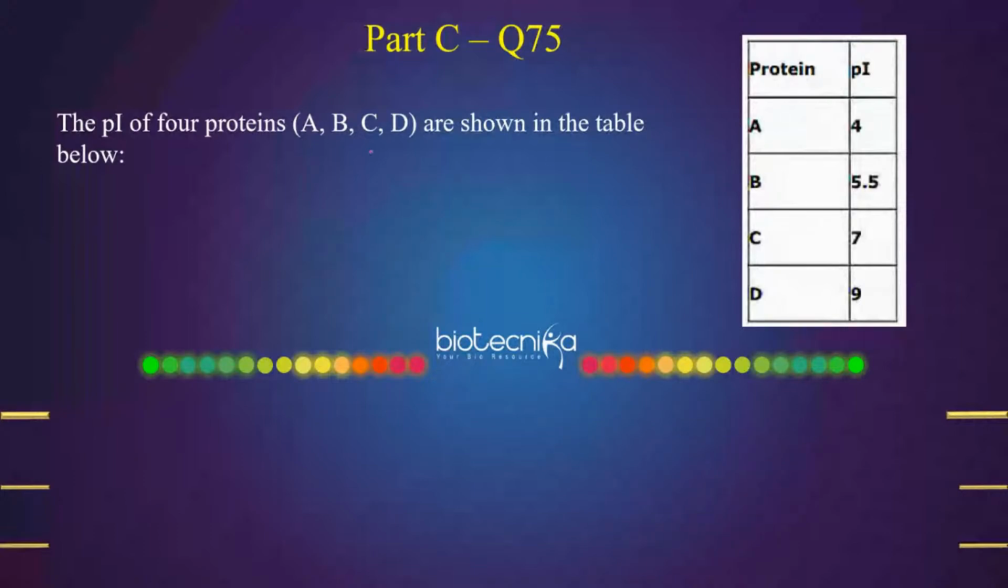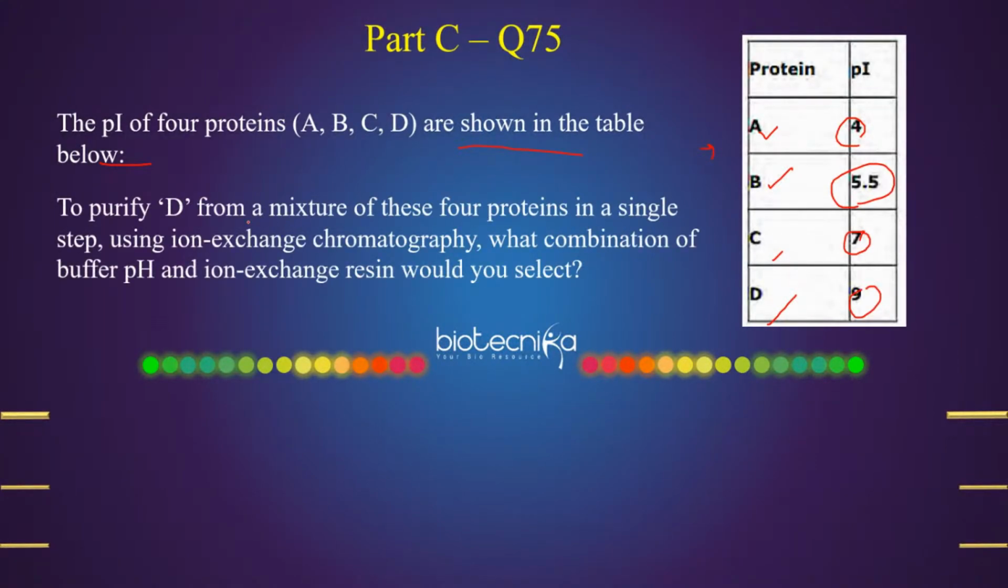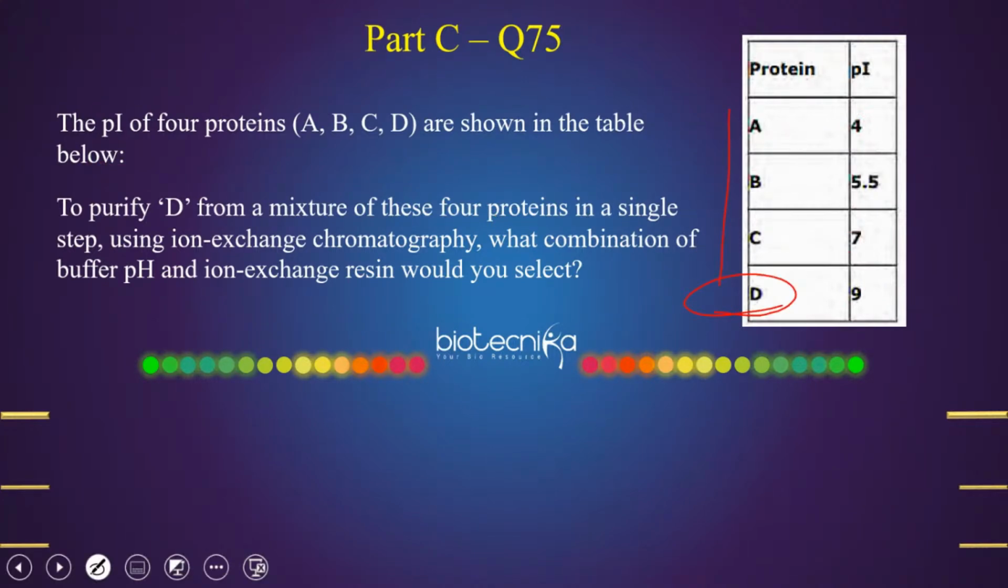Pi of protein. Four proteins are shown in the table given over here. Yes, you have protein A, B, C, D, and the pI values 4, 5.5, 7, and 9. So you have to purify protein D out of that. Out of all this combination A, B, C, D, all proteins are there, you have to purify protein D, and that too in a single step using ion exchange chromatography. So what combination of buffer pH and ion exchange resin will you select?